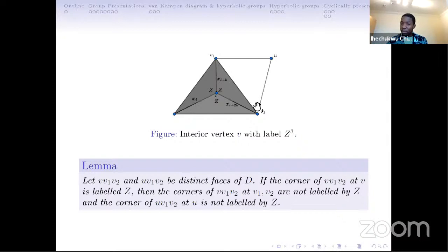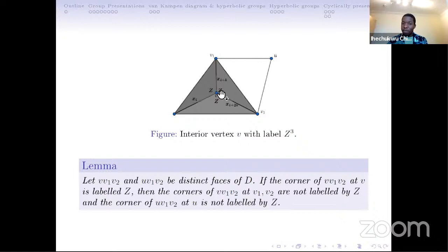Therefore, this one here, this is the important one, is neither a sink nor a source. The same thing with this one, because I have an arrow going this way and going that way. So this will be labeled by X, and this will be labeled by X as well. And this cannot happen: if the Van Kampen diagram is reduced, then you cannot have XX. So this is the proof of this lemma.